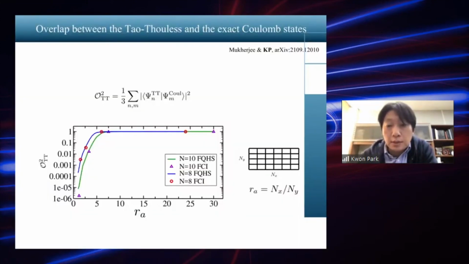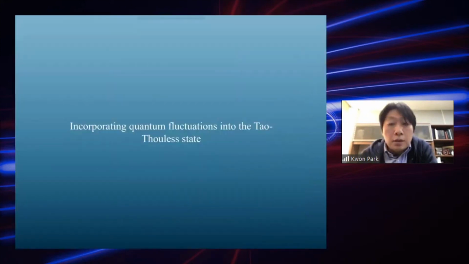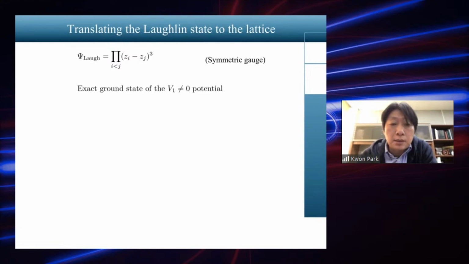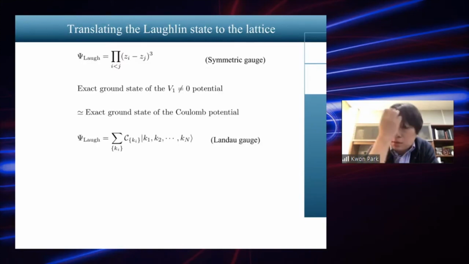Okay, that's very good. And actually, bolstered by this evidence, one can try to construct the Laughlin state by incorporating quantum fluctuations. And quantum fluctuations can be thought of as translating the Laughlin state to the lattice model. So how do I do that? This is the Laughlin state in the symmetric case, and this is the exact ground state of the Haldane pseudopotential, V1 non-zero potential, which is essentially the same as the ground state of the Coulomb potential. And therefore, one can construct the Landau level Laughlin state by diagonalizing the Coulomb interaction in the Landau level case.